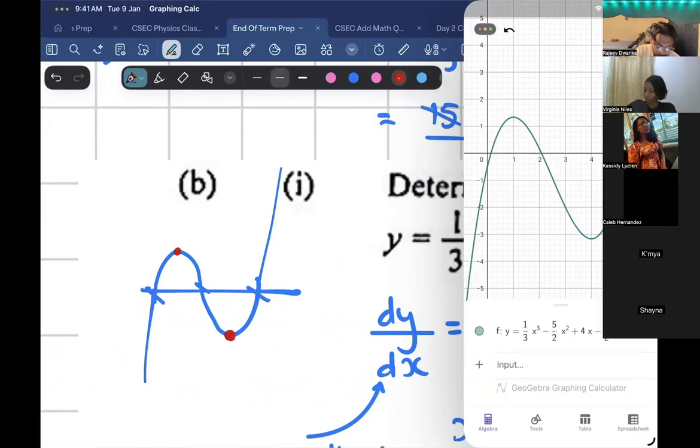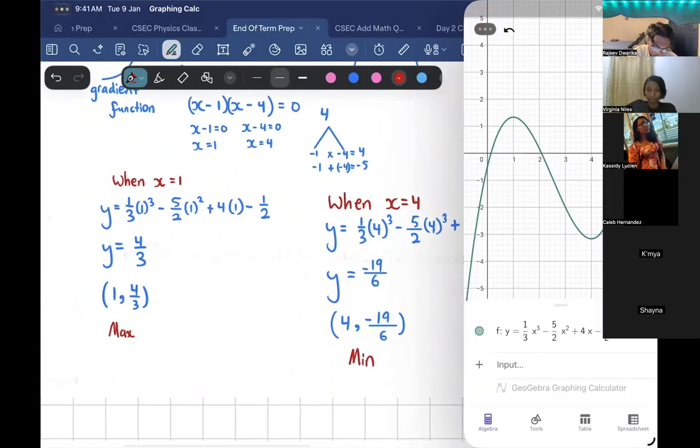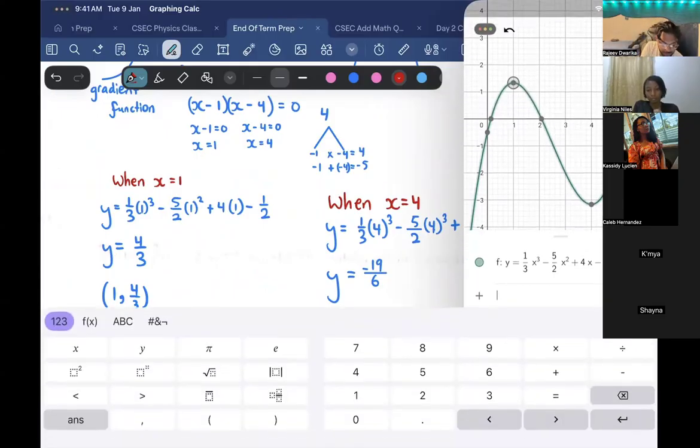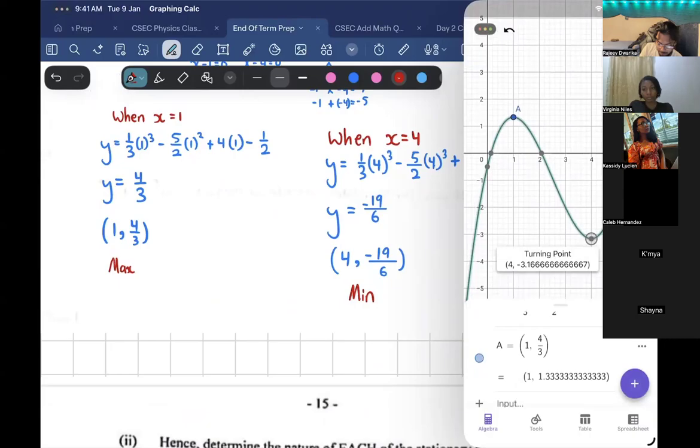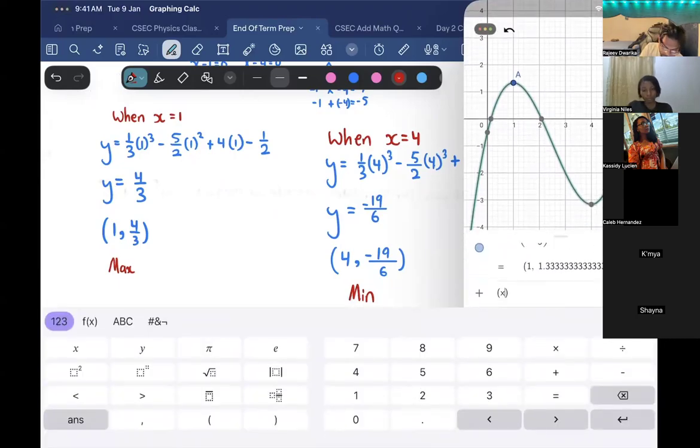When I tap the maximum, what do you think the maximum is supposed to read? 4 over 3. Well, we know 4 over 3 is 1.333, right? Let me just plot this. So 1, 4 over 3. Are you seeing it? Yes, sir. The other one is 4, minus 19 over 6. Are you seeing where it's supposed to be? Yes, sir.